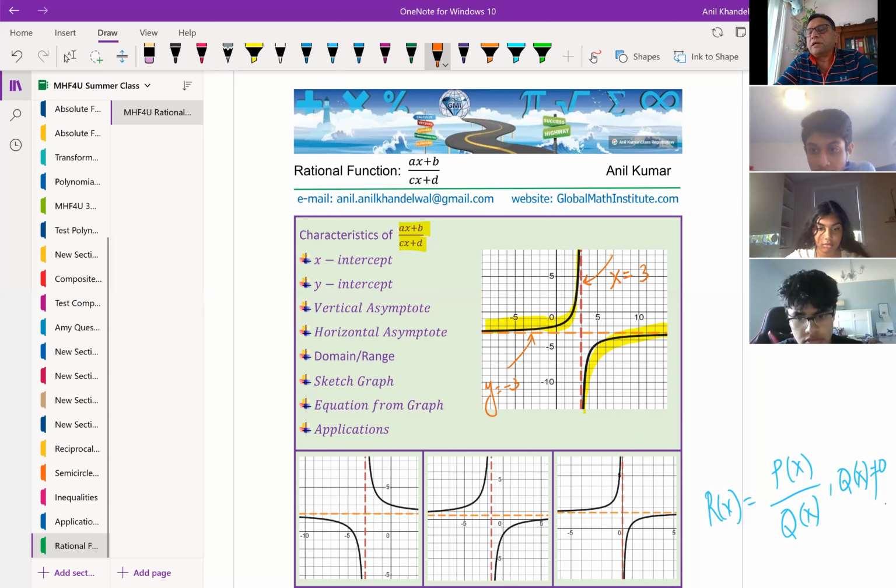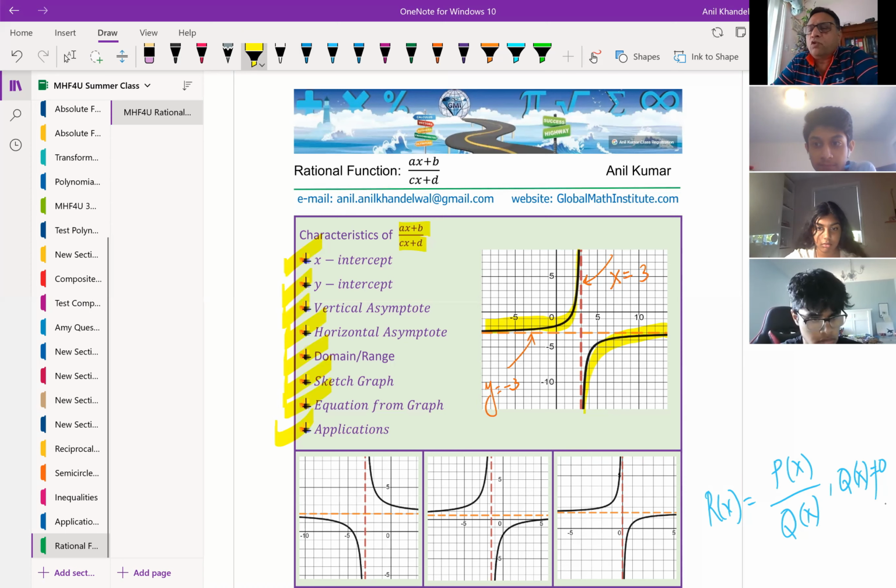So when you talk about rational functions, asymptotes is a new thing which you're going to learn. We'll look into how do we find equation of asymptotes from the given equation. And also, we'll do the reverse thing. Perfect. So the things which we are going to cover today is to understand how do we find x-intercept, y-intercept, vertical asymptote, horizontal asymptote, domain and range, sketch graph, equation from the graph, and applications, correct?